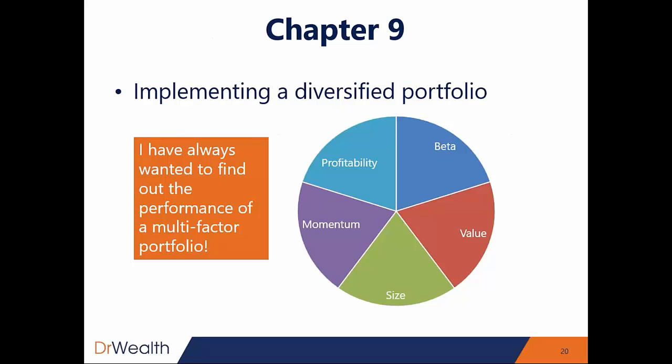So chapter 9, if you ask me, should be the most important chapter of the entire book, because I have always wanted to find out the outperformance of a multi-factor portfolio, because we talk about so many factors there, right? What if we combine them into a diversified portfolio?